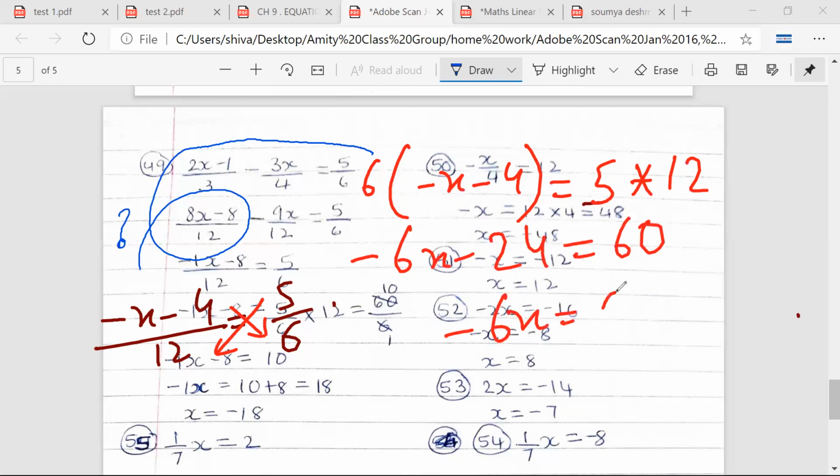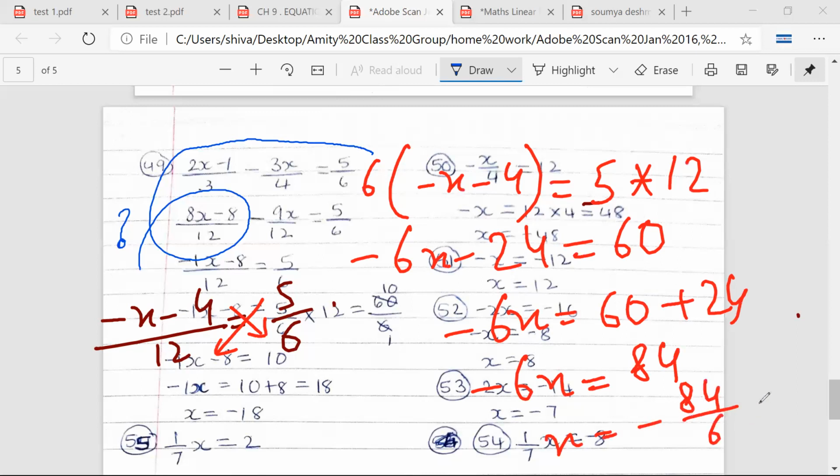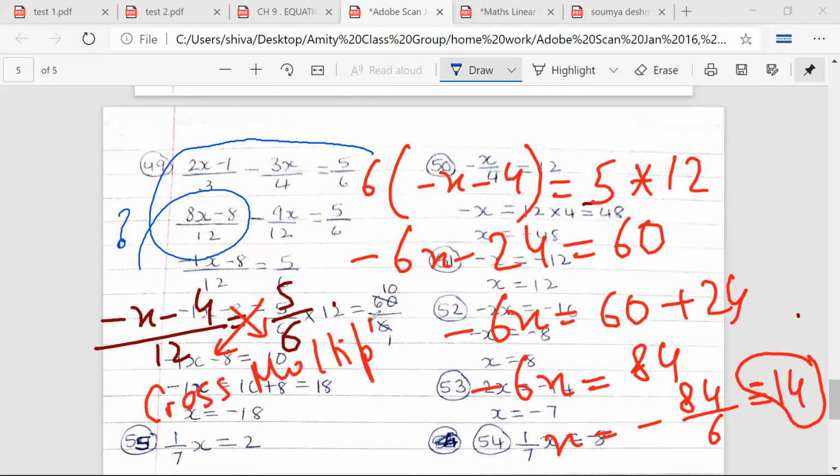Minus 6x is equal to 60 plus 24. Minus 6x is equal to 84. X is equal to 84 upon 6. 6 1s are 6, 6 4s are 24. So your answer would be minus 14. Aishwarya ji, any doubt? No. So this is called cross multiplication. Cross multiplication. Okay.